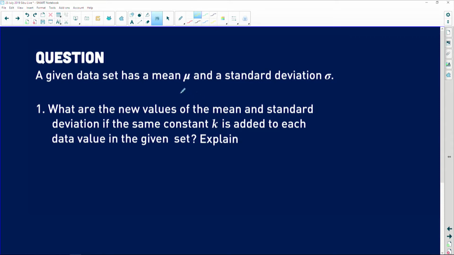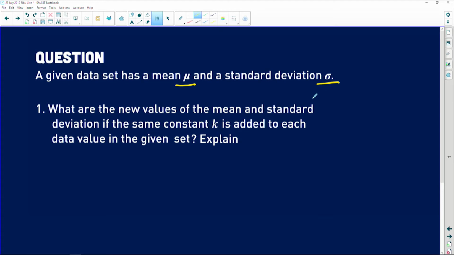Right. This is a Greek letter mu, guys. So our mean is mu. And a standard deviation sigma. So that is actually another Greek letter S, which we call sigma. This is the small letter S, which is called sigma as well. So we are given the mean and we are also given the standard deviation.